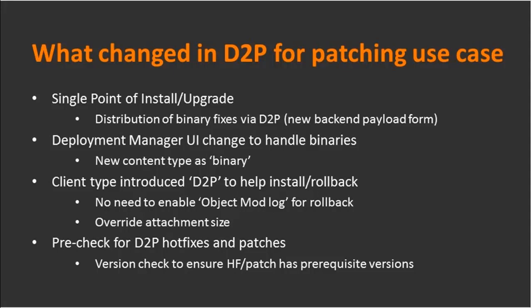Now, the deployment management console also provides a rollback mechanism in case you see some issues with the code that you just promoted. So we started with the code rollback and then recently added support for the data rollback. But both of these required object modification log to be enabled. So we have simplified this whole interaction with the object modification log, where we have added a new D2P client type which automatically turns this on so that rollback is always available to you for D2P promotions.